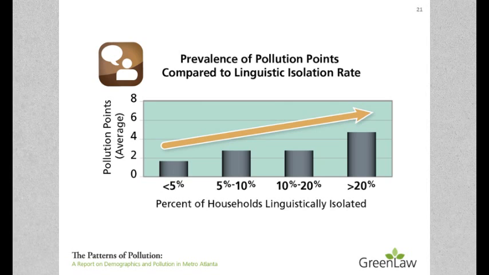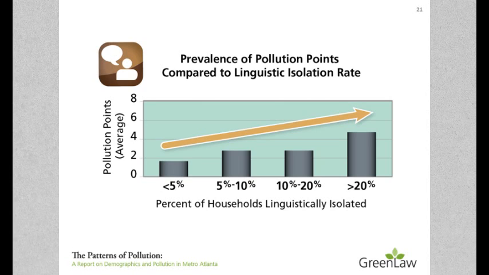The second strongest correlation we found was between pollution points and linguistic isolation rates. Pollution point numbers are significantly higher in areas with a large number of residents who are unable to speak English fluently. If you look at the blocks where less than 5% of residents are linguistically isolated, you see on average they have just under 2 pollution points in their block. You can compare this with blocks where the linguistic isolation rates are over 20%, and you see about 5 pollution points on average in the block.